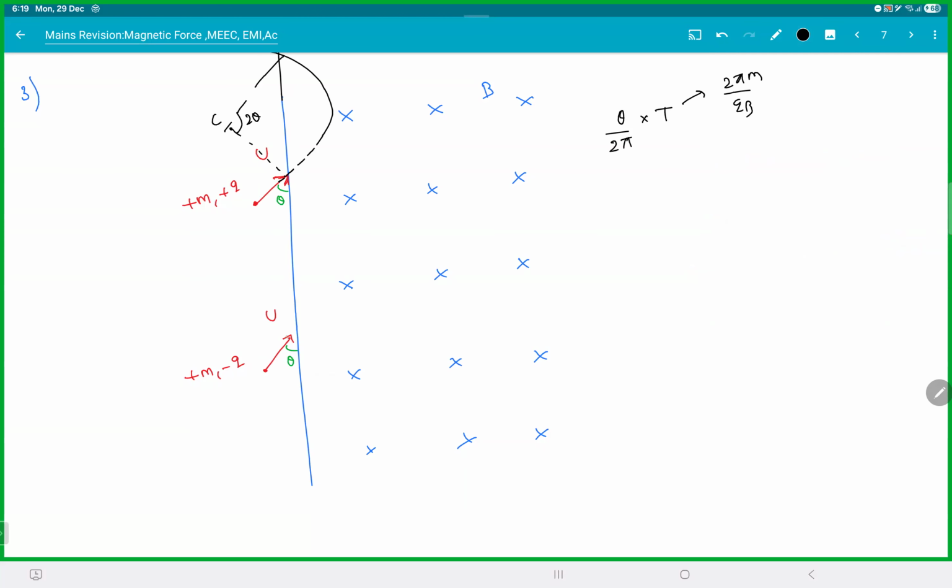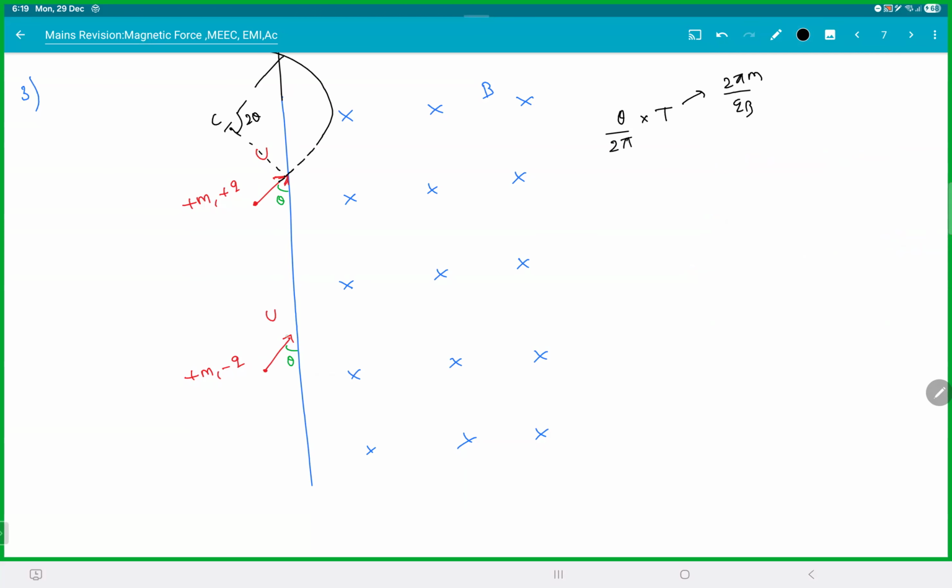For this one, qV cross B, the force is toward the center. This is the center. Hope you know how to do the V cross B cross product. So this is going in a bigger circle and comes out like this. This angle is 2 theta. That means you are inside for 2 pi minus 2 theta. So your time spent is 2 pi minus 2 theta by 2 pi.